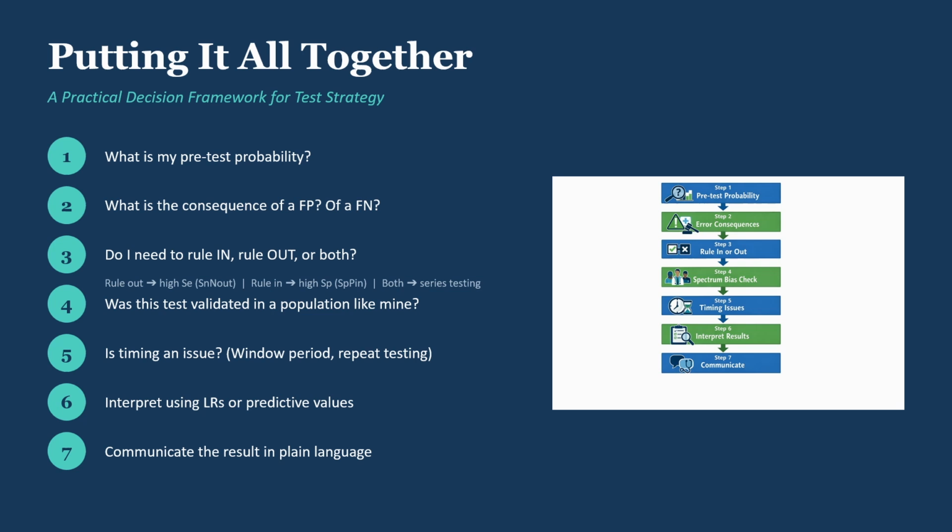Let's close this unit by pulling everything together into a practical decision framework you can actually use. Step 1, estimate your pre-test probability using prevalence, signalment, history, and exam.